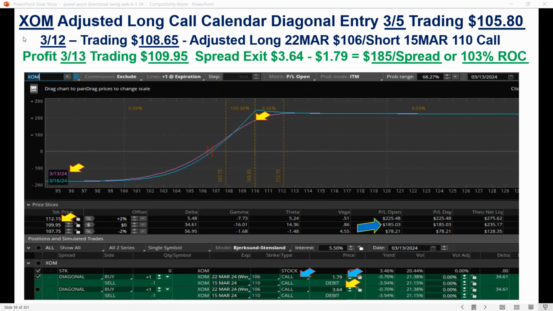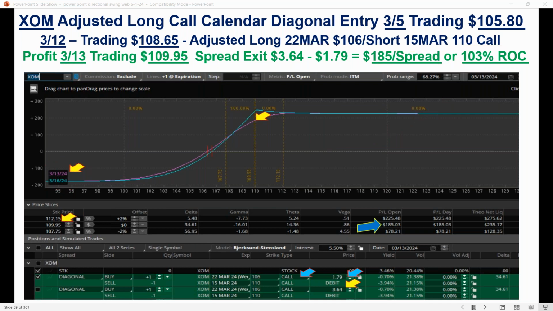So here was the trade going into the 12th. It was trading at 108.65. We did the adjustment. Now we're long the 22 March 106, short the 15 110. And then we took some profit on the 13th, this trade right there. And we were up 185 per spread, but then we did one more adjustment. We were trading this to the trend to the upside.